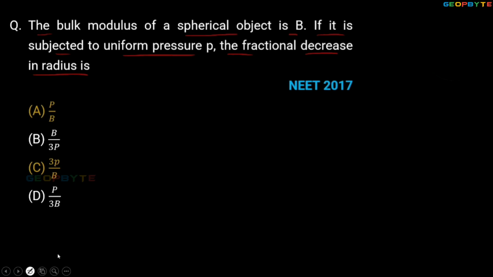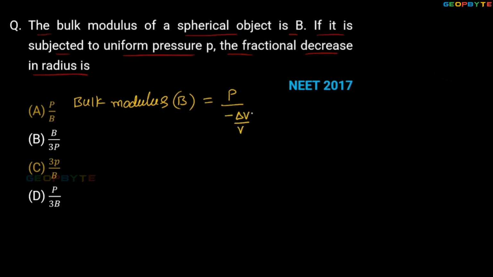For that, you should know the mathematical formula for the bulk modulus. As you know, bulk modulus, denoted with B, is equal to uniform pressure divided by minus delta V by V. Because of the pressure, volume is decreasing. That's why minus delta V by V is the decrease in volumetric strain. From this, I can write that minus delta V by V is equal to uniform pressure divided by bulk modulus. But it is asking the fractional decrease in its radius.